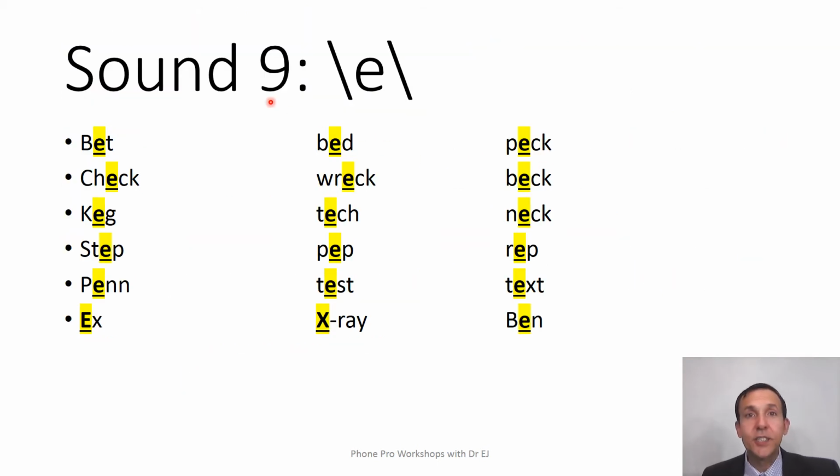Okay, this is sound number 9. Sound number 9. It's eh. So let's read the words. Bet. You can repeat. Yes, you can repeat. Come on. Bet. Check. Keg. Repeat when my hand comes towards me, okay? Keg.